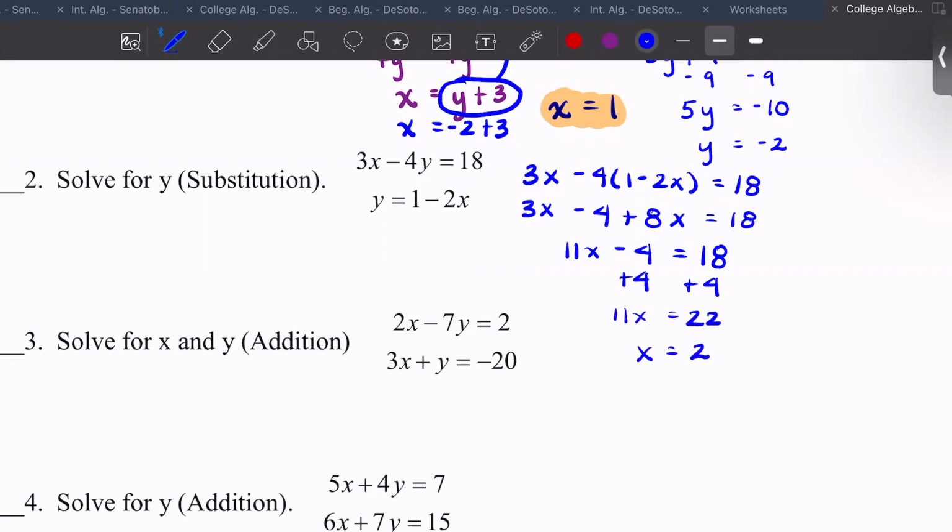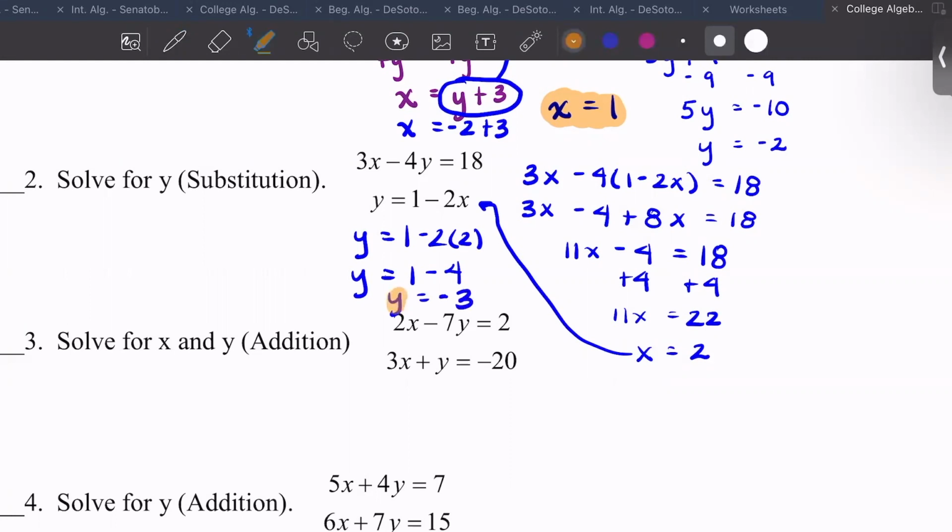Okay, I want y. So now I can go and plug this back in here. y equals 1 minus 2 times 2. So y equals 1 minus 4. So y equals -3. Okay.